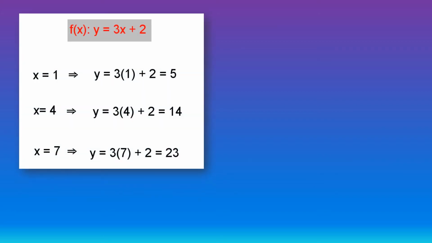Now after discussing the function, we are going to now study about the inverse of a function. Look at the example here. f(x) equal to y equal to 3x plus 2. We substitute different values for x. When x equal to 1, we substitute into the equation. We use the calculator and we get 5. X equal to 4, we get 14. X equal to 7, we get 23. So that is the function f.